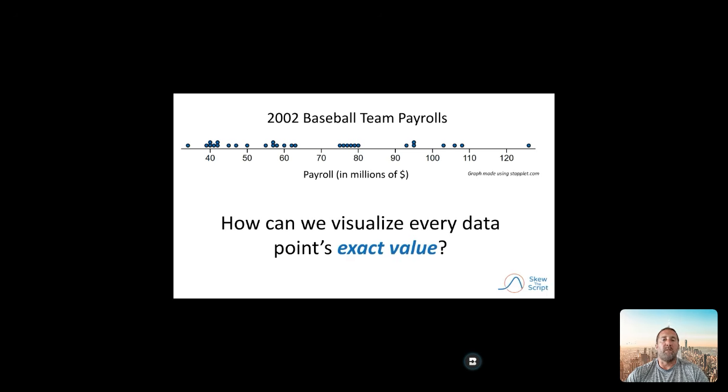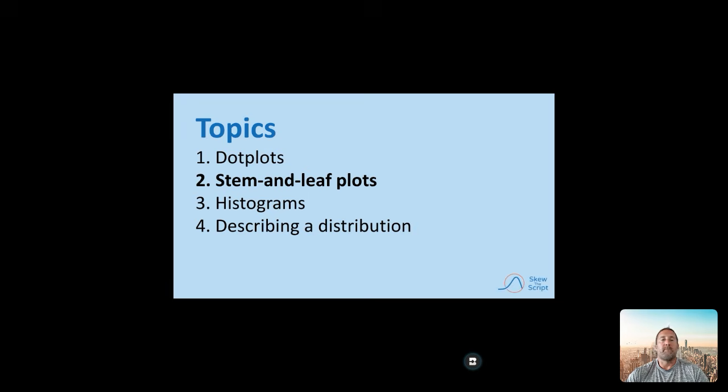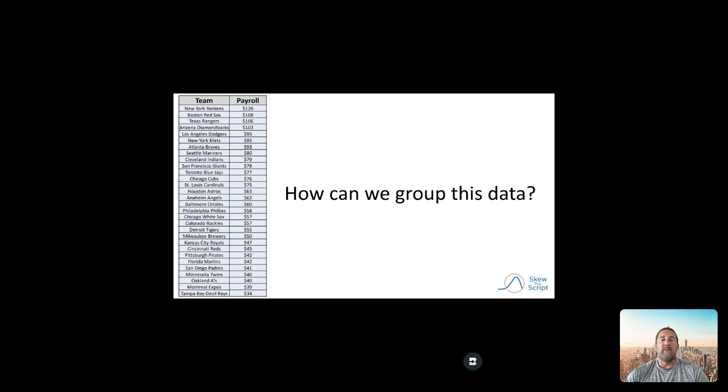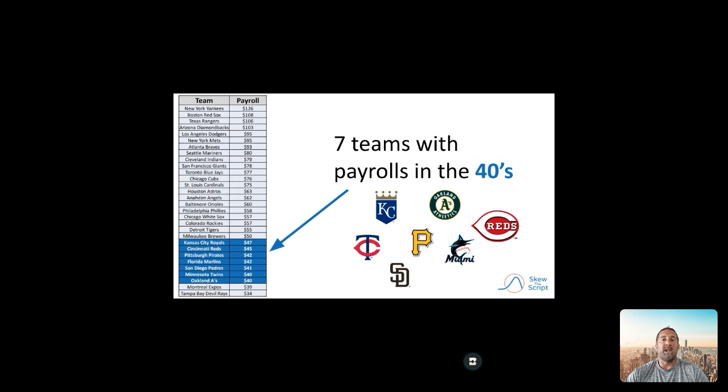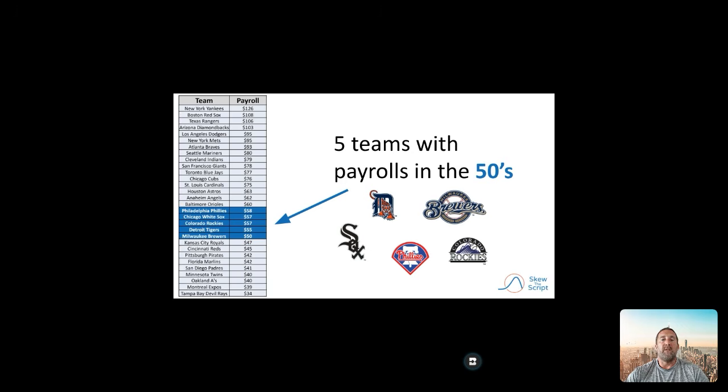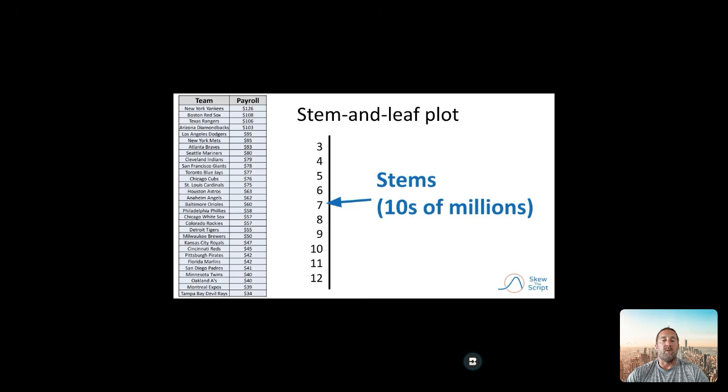So that first disadvantage brings up a question. How can we visualize every data point's exact value? That brings us to our next type of quantitative variable graphs, stem and leaf plots. To make a stem and leaf plot, we first have to figure out how we'd like to group our data. We see that we have 2 teams with payrolls in the $30 million range. We have 7 teams with payrolls in the $40 million range, 5 teams in the $50 million range, and so on and so forth.